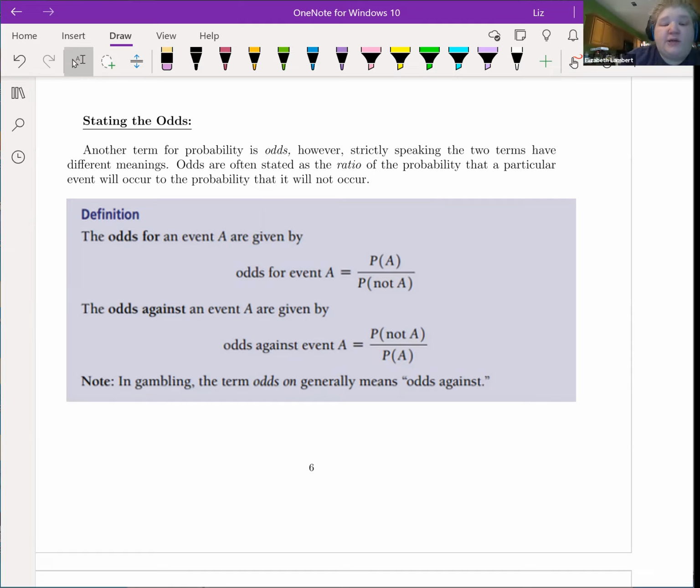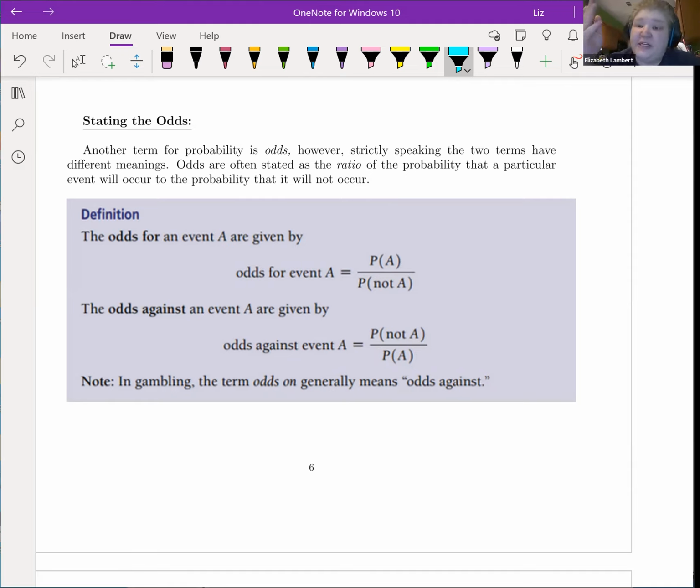So if we are wanting the odds for an event happening, we put the probability, the chance of the event happening, over the chance that it will not happen. Now remember, A and not A have to add up to one. So we could also write this as the probability of A over one minus the probability of A. Or we can do that calculation separate and then put the result in. Either way will work. Same thing here.